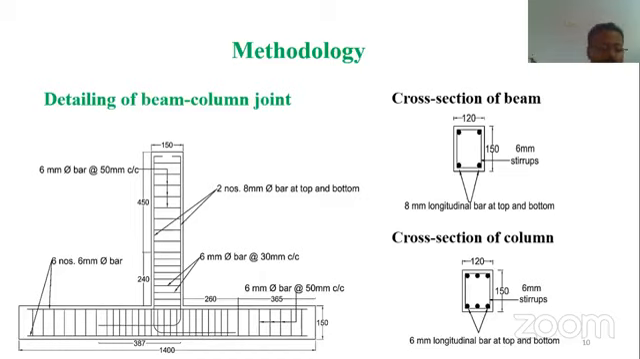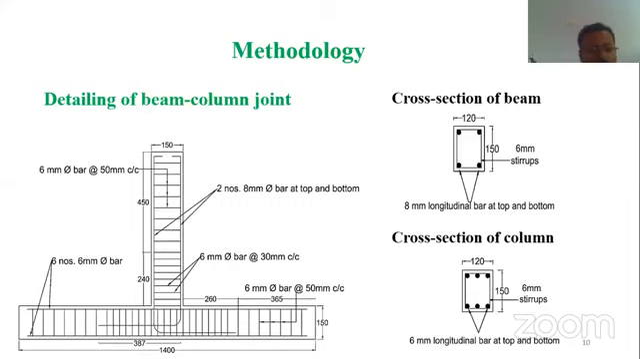Therefore, here I have provided the stirrups at lesser spacing, which is 6 mm bar at the rate of 30 mm center to center, and in the rest of the part, the stirrups are provided with 6 mm bar at the rate of 50 mm center to center. So this is very important during the design of the beam column joint.